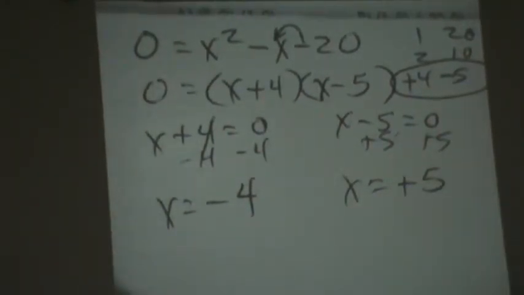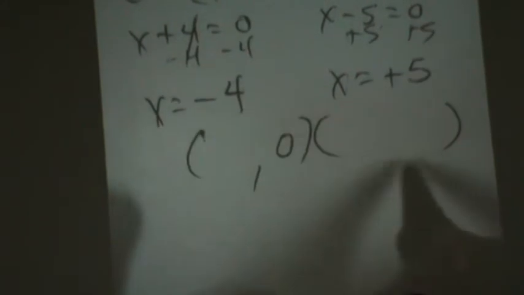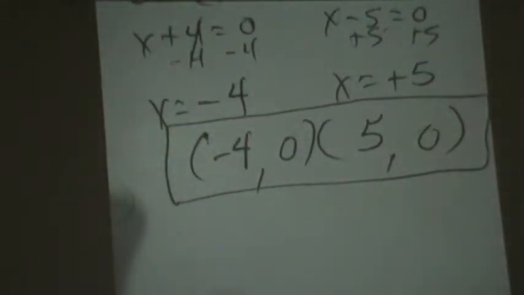Okay, instead of just writing the 2 answers, when it says to give x-intercepts, you need to put it into coordinates. What did we say the y was? 0. y is 0. So this is just the x parts. The x here and the x here. So that's your x-intercepts.